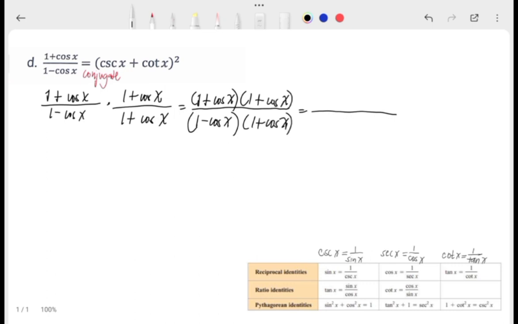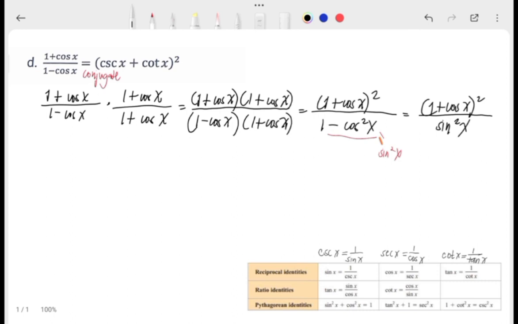and it will equal 1 plus cosine x squared over the difference of two squares in the denominator, which will result in 1 minus cosine squared x. Then, using the Pythagorean identity, we can convert the denominator to sine squared x, and it will be equal to 1 plus cosine x quantity squared over sine squared x.